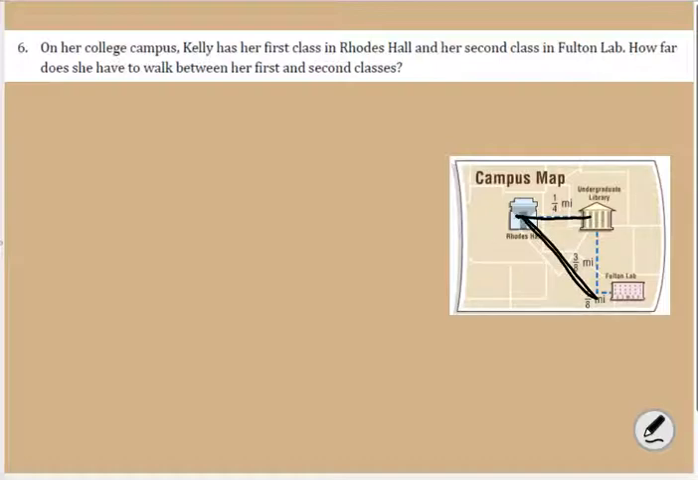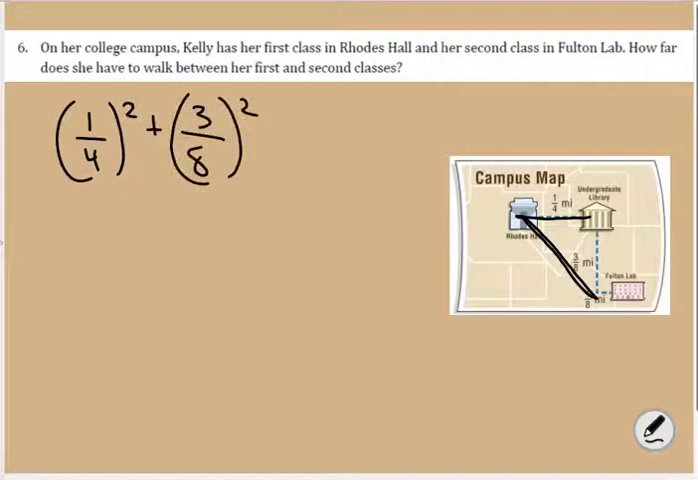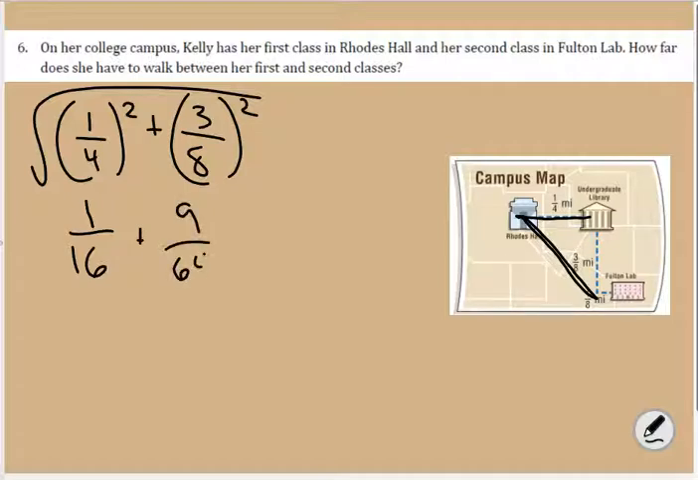So you've got to figure out 1/4 squared plus 3/8 squared, take the square root. I know, fractions, everybody's kryptonite, but it's not bad if you actually think about it. So 0.25 squared, this is going to be 1/16, plus 3/8 squared is going to be 9/64.